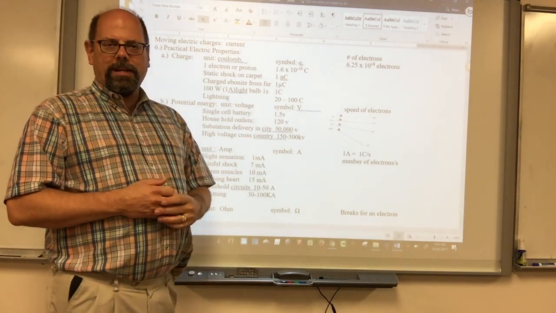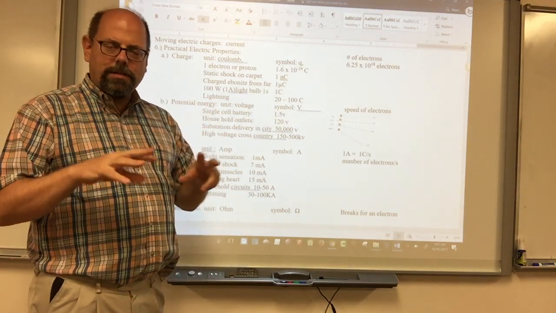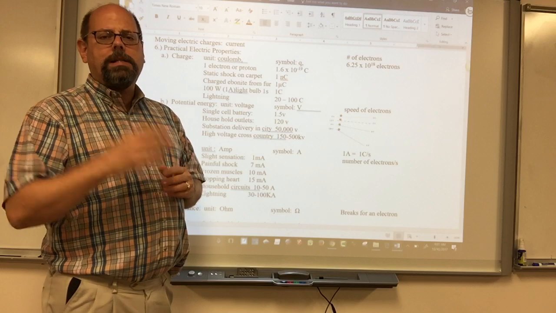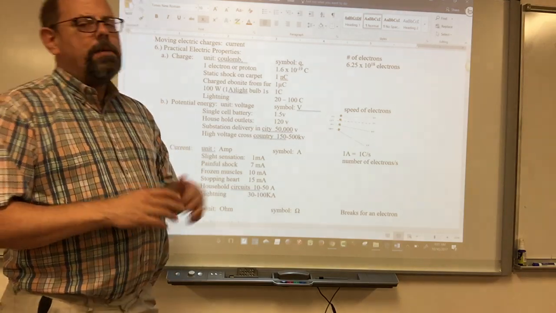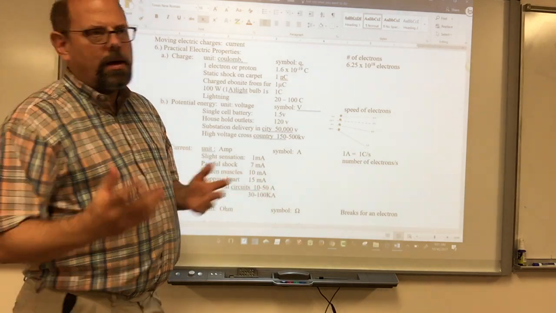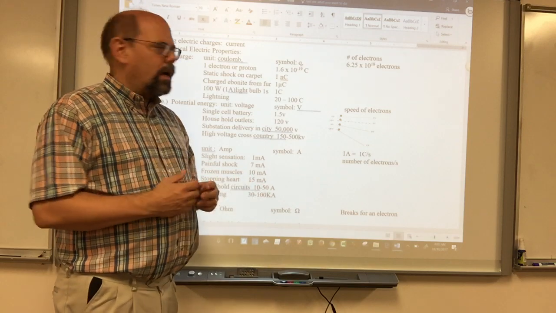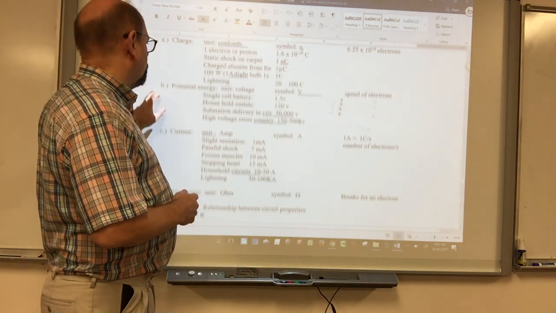Lightning, of course, is always going to be the key case, and that's how many electrons there are in a strike of lightning. 20 seems to be the average amount I see in books. But boy, it can range from 10 to 100 coulombs. It depends on how long that lightning is striking.